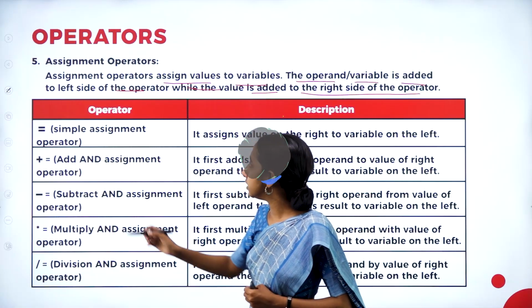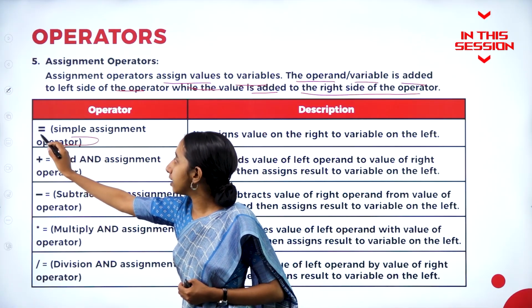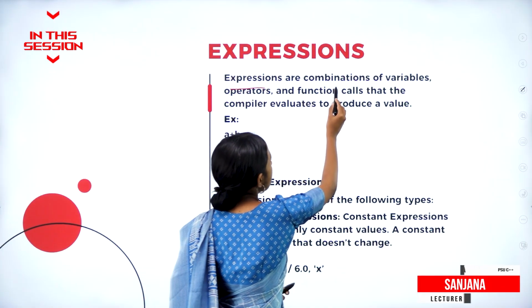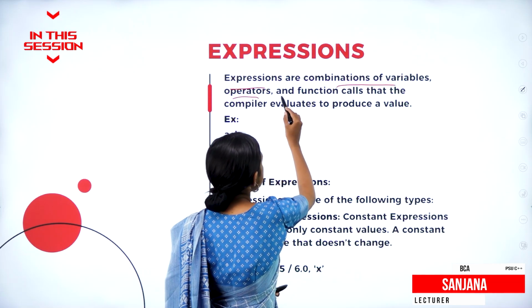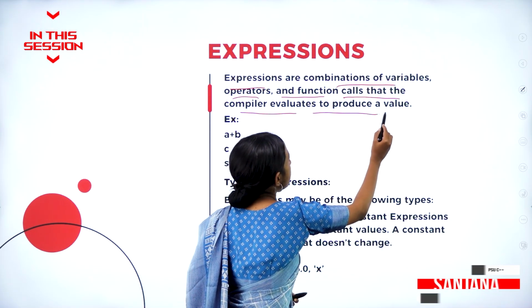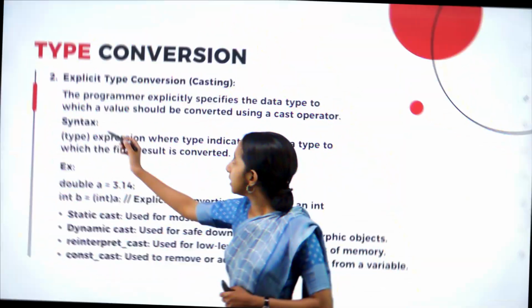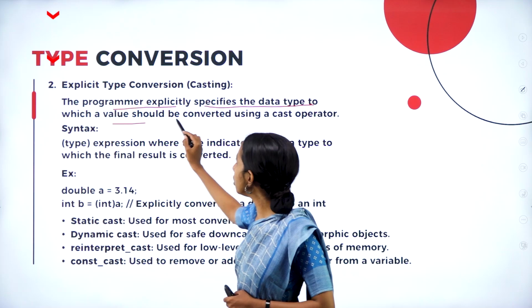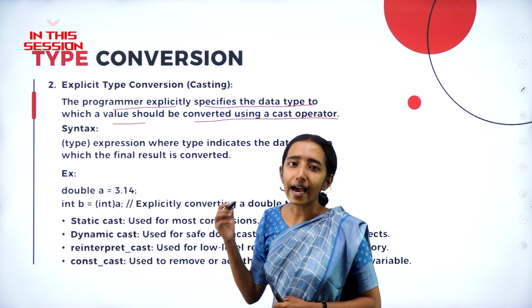We are having the simple assignment operator, that is the equal sign, that is the equal operator. Expressions are the combination of variables, operators and functions called that the compiler evaluates to produce a value. The programmer explicitly specifies the data type to which a value should be converted using a cast operator.